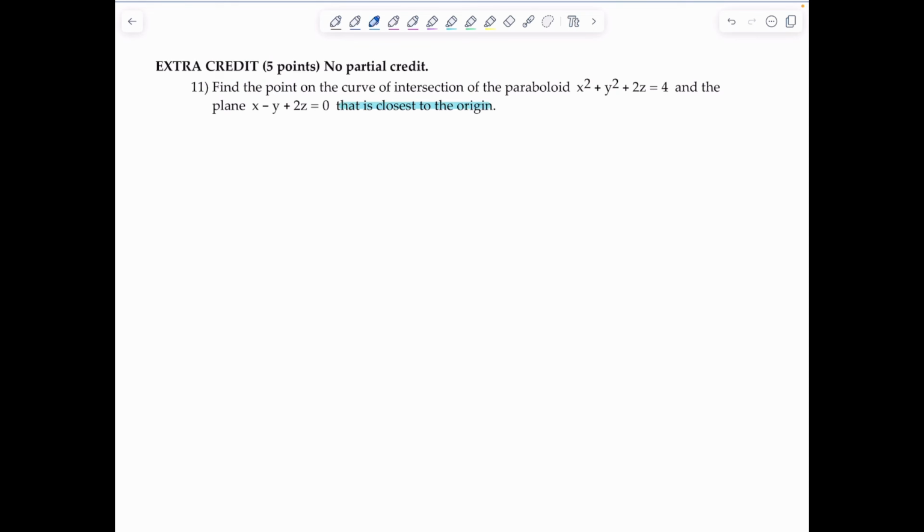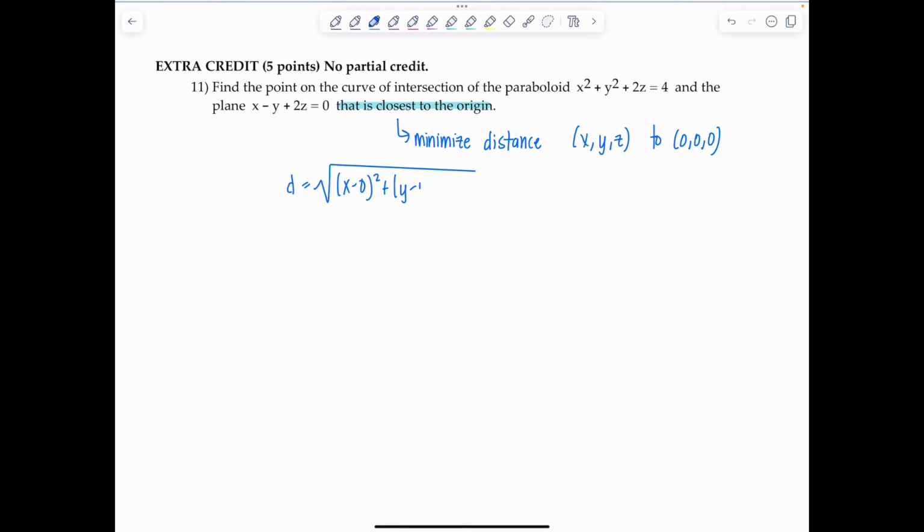Closest to the origin means we're trying to minimize distance from some arbitrary point to 0, 0, 0. So we know our distance formula from x, y, z to 0, 0, 0 would be rad x minus 0 squared plus y minus 0 squared plus z minus 0 squared, right? And it's a pain minimizing a function with a radical in it, because whether you try Lagrange multipliers or you go ahead and use the methods of the previous lesson, you're going to take some partial derivatives. They're not going to be cute.